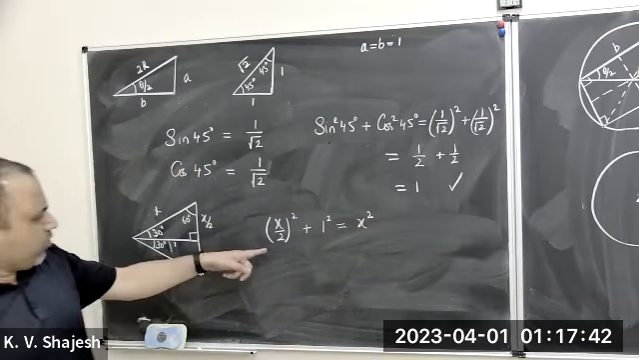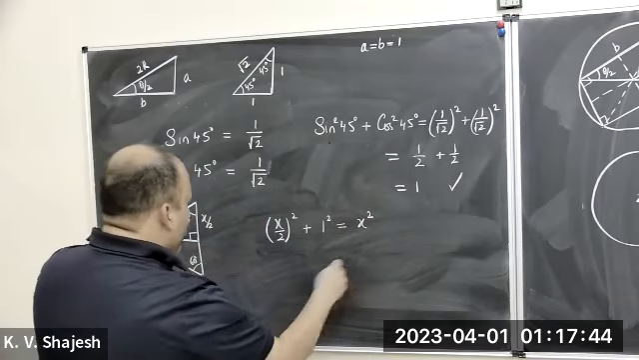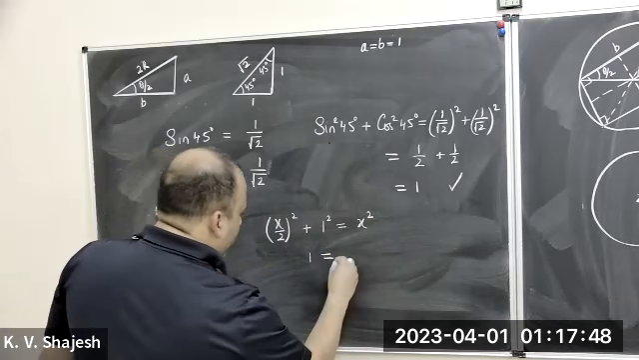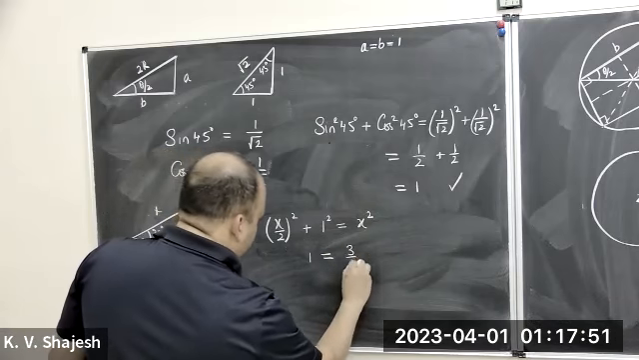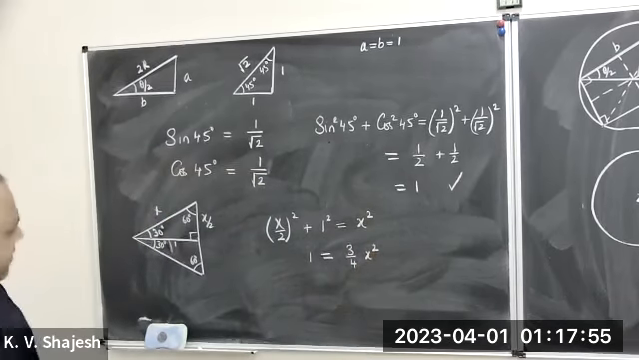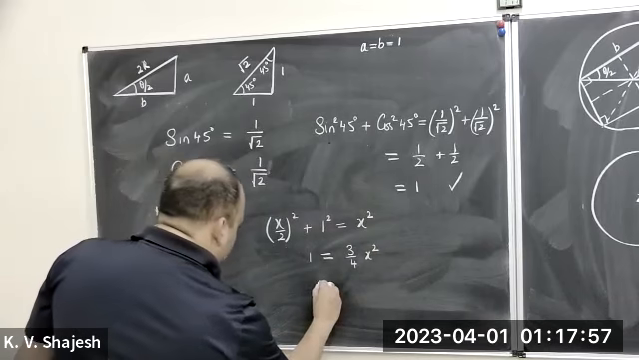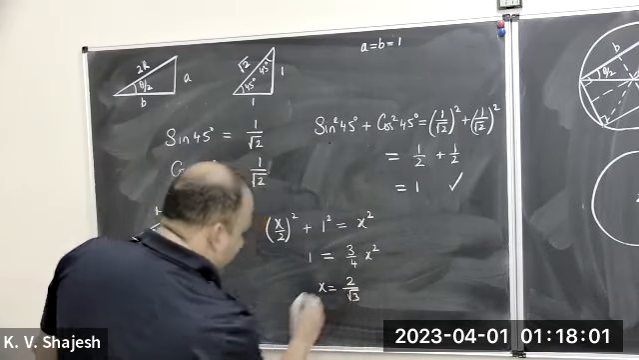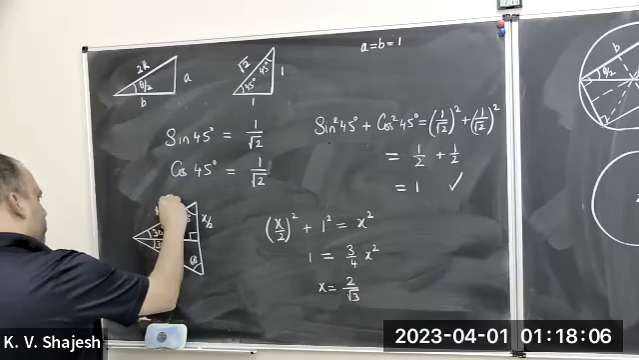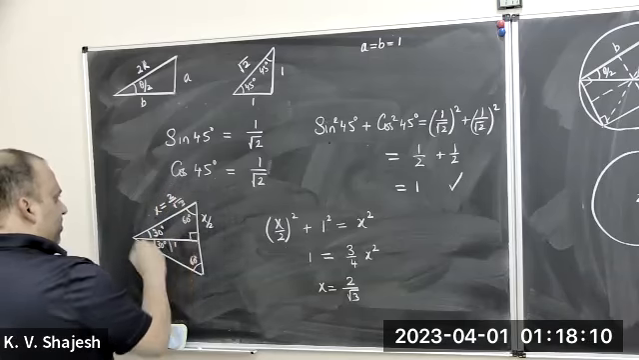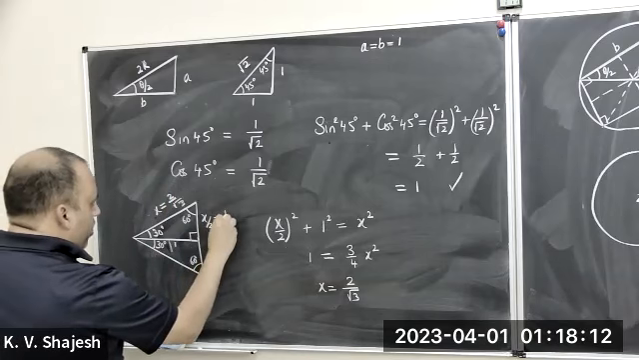Correct? That's 1 over 4. That's 1. Put it on the other side. So 1 is equal to 1 minus 1 by 4, so that's 3 by 4 X squared. Right? So X is equal to 2 over root 3. Okay, so now I know x here. So x is equal to 2 over root 3, so x by 2 would be equal to 1 over root 3.